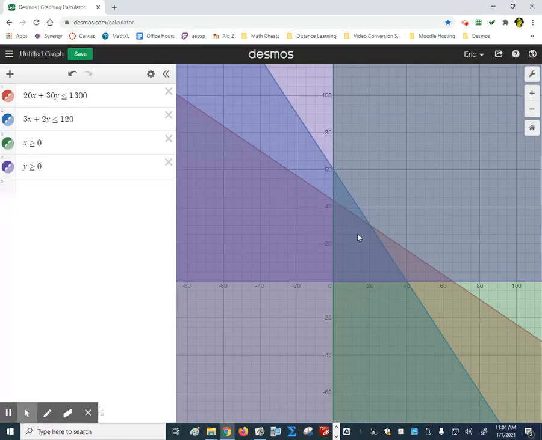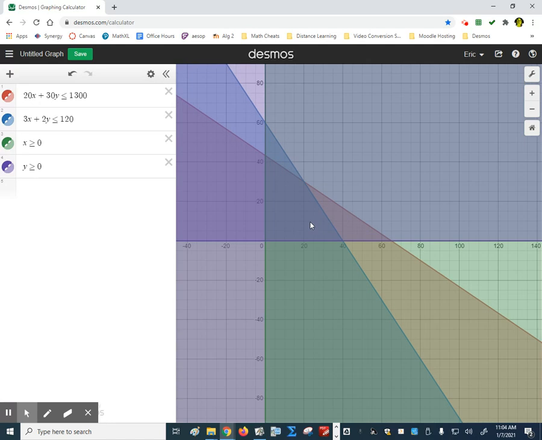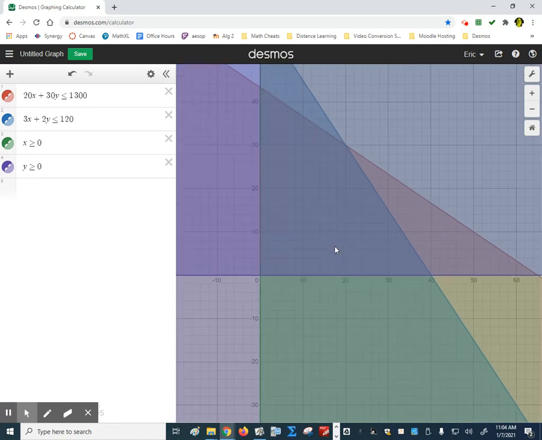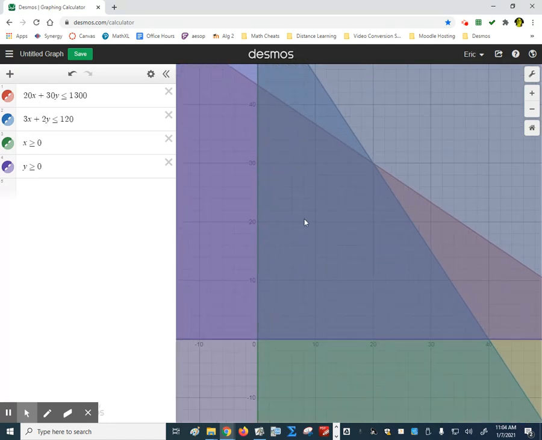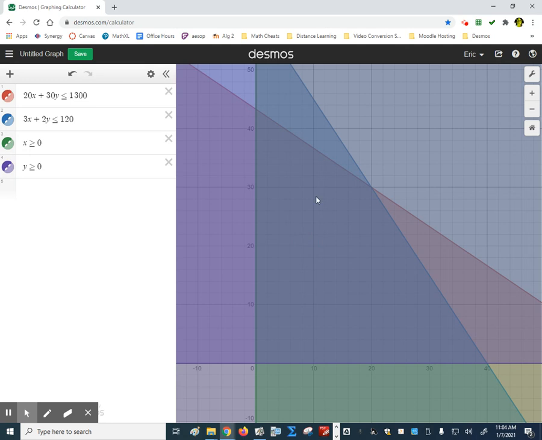Okay, that's kind of messy looking, but you can see there that the region we're interested in is the region that overlaps with all four graphs, right? It's that quadrilateral looking region in there, okay? And so we would know then, for example, what are the points that are included?